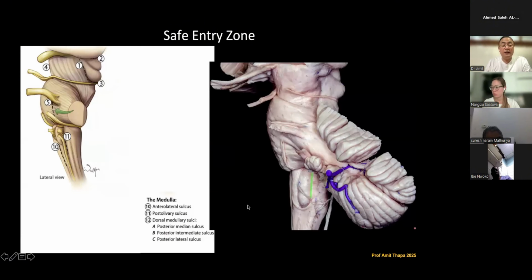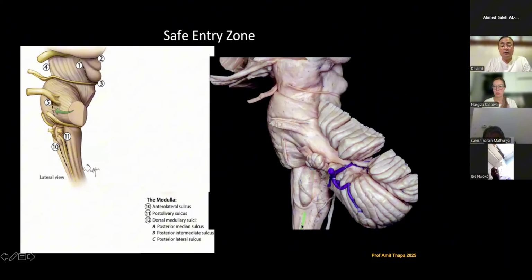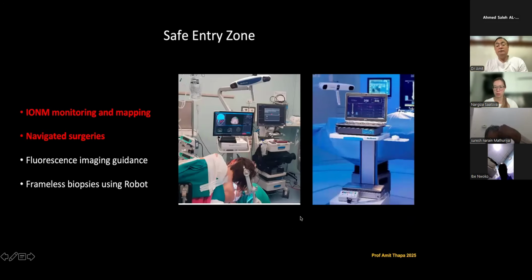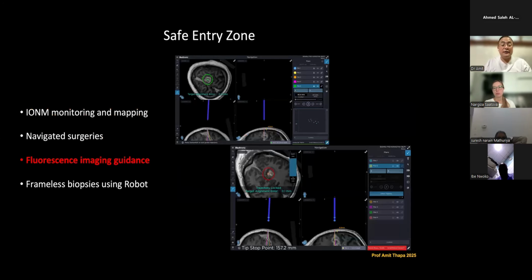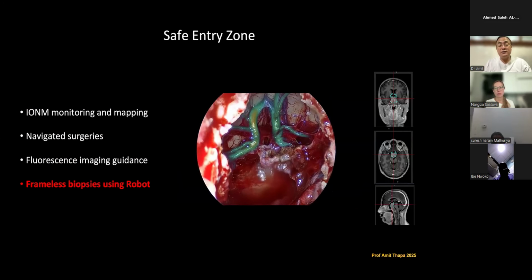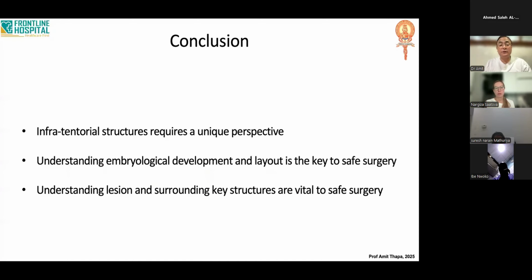And then in the medulla, you can have the post olivary sulcus and the anterior olivary sulcus. So these are the two other areas which are considered to be a safe entry zone. And to help with this are the INM monitoring devices, which can help you to map the cranial nuclei, and navigation is also supposed to be a good adjunct to these surgeries. And nowadays, the navigation is being done even with the help of the robot. And the fluorescence imaging comes very handy in these cases to identify the vessels and the tumor around.